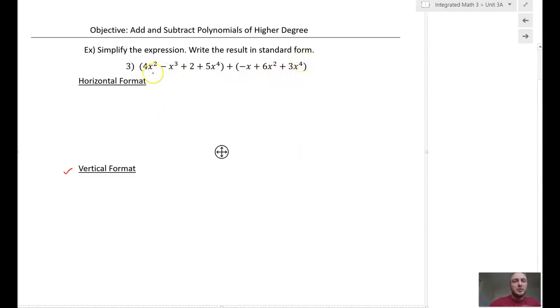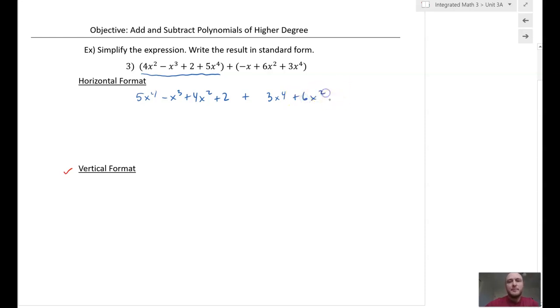What I'm going to do first is rewrite my first polynomial in standard form. So I have 5x to the fourth, next I have that negative x cubed, negative x cubed plus 4x squared plus 2. Now I'm going to add my next polynomial, which is 3x to the fourth plus 6x squared minus x. So all I did was place these in standard form.